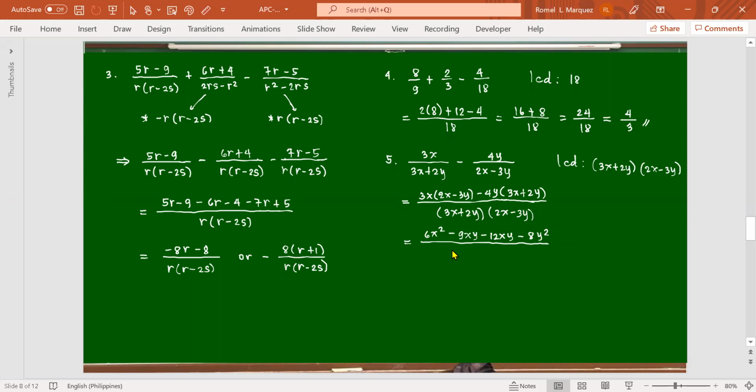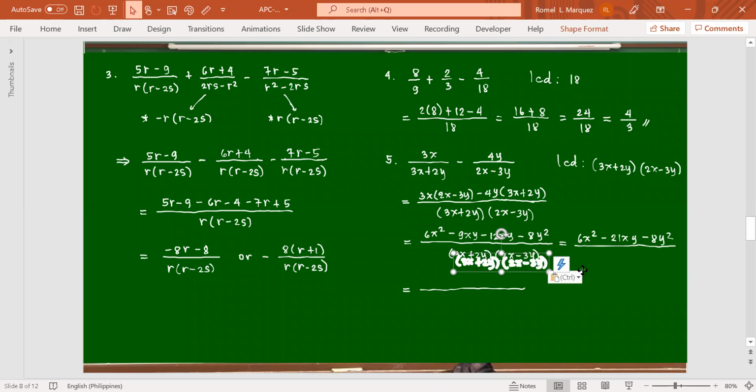The denominator, 3x plus 2y, 2x minus 3y. Let's simplify that numerator. What's the simplified form of the numerator, guys? What is that equal to? I will write here. There is still enough space. 6x squared minus 21xy minus 8y squared. No common factor, no? All over, what's the LCD? This, just copy there.